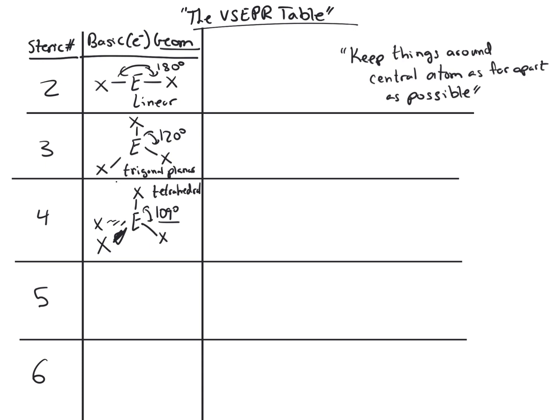Then for 5 things around the central atom, it turns out that we're back to basically putting together a 2 and a 3. So we basically have linear up and down here.